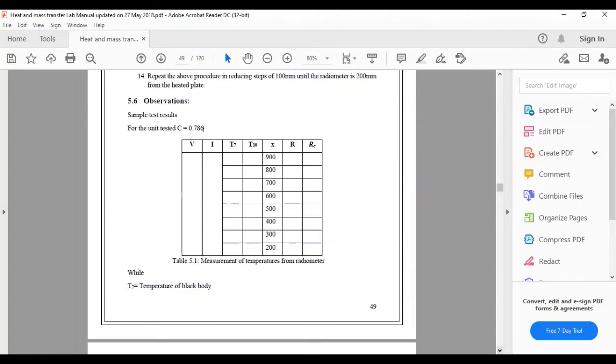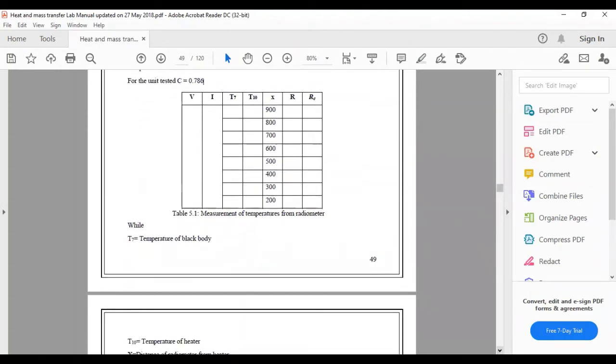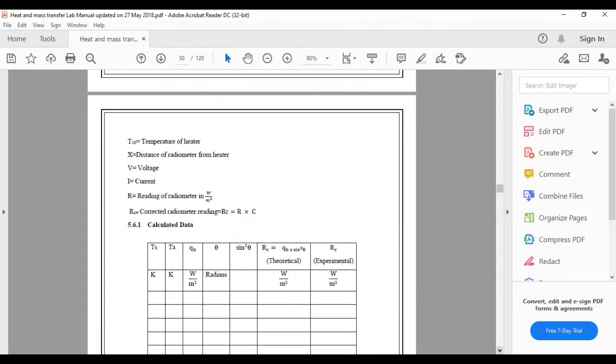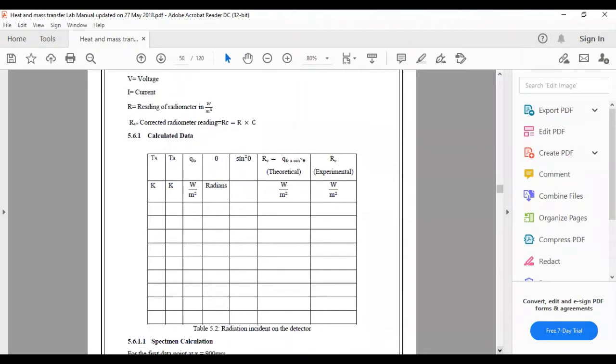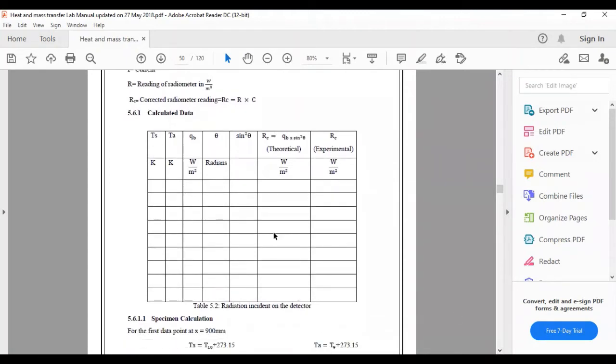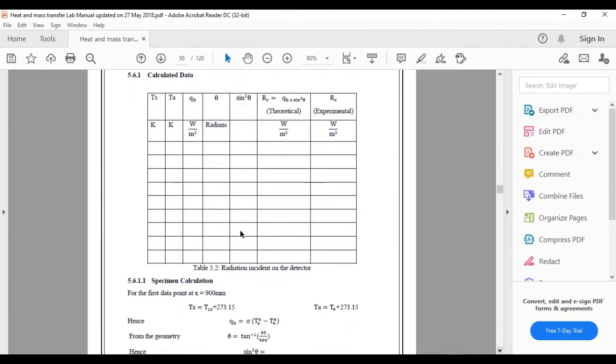So now after taking these readings, we will learn how to convert these readings into some calculated value, and then use this to verify some laws. So now this is the calculation table. This Ts is the reading of the heat source that was represented by T10. You will convert this into Kelvin by adding the value of 273. This Ta is the ambient temperature reading that is generally taken as 25 degrees centigrade. You will add the value of 273 to get the value of this Ta.